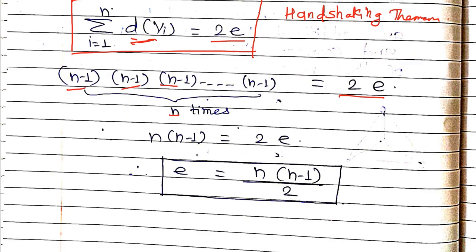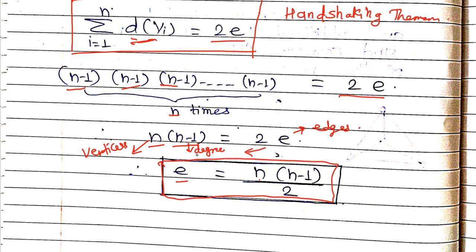Now n into n minus 1, because there are n such vertices and every vertex has n minus 1 as its degree. Here n represents the number of vertices and n minus 1 is the degree of each vertex, which is equal to twice the edges, where e is the number of edges. If you take the 2 to the other side, you get the formula that the number of edges is equal to n into n minus 1 upon 2. This is the formula of this theorem. We have proved that the number of edges in a complete graph without a loop is equal to n into n minus 1 upon 2, where n is the number of vertices in the graph.